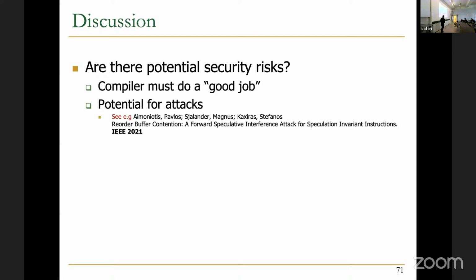But I found various resources like this paper here from IEEE from 2021, reorder buffer contention for speculative interference attack for speculation invariant instructions. This talks about an attack that uses poorly scheduled instructions. I know that this is not the same processing unit, but the point I'm trying to make here is that these kinds of attacks exist. So there might also be some kind of attack possible for the TSP. And this is basically an open question, because we can never be 100% sure whether an architecture is fully safe or not.